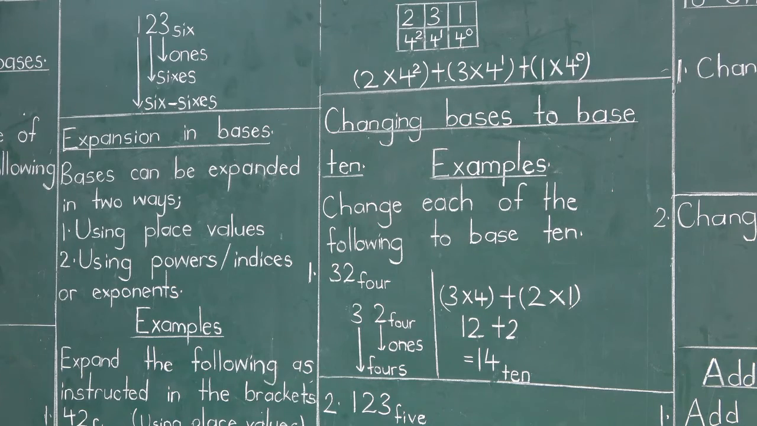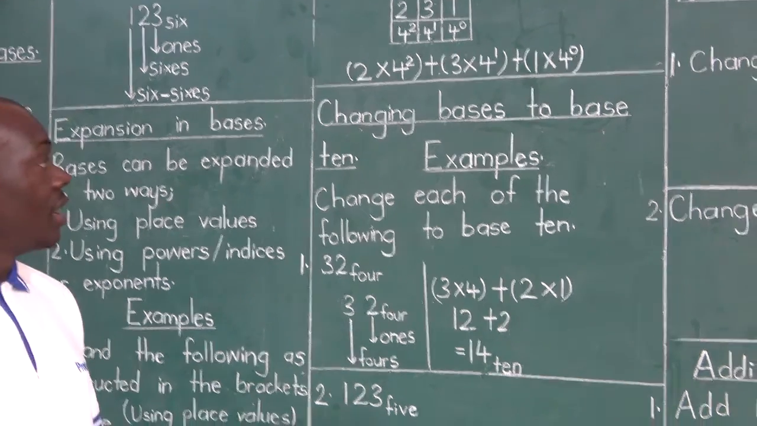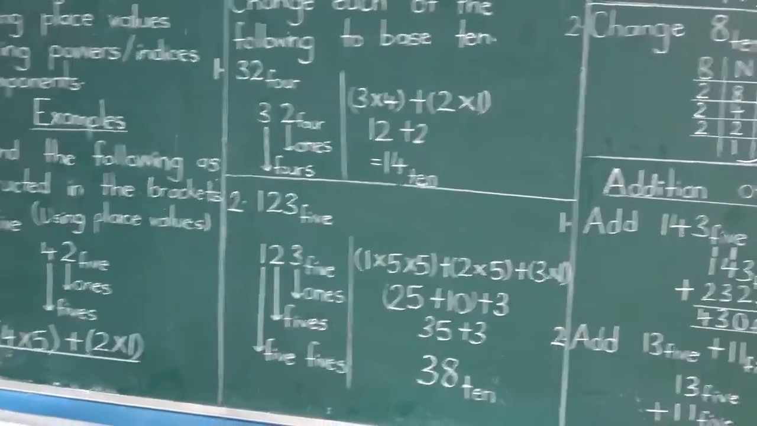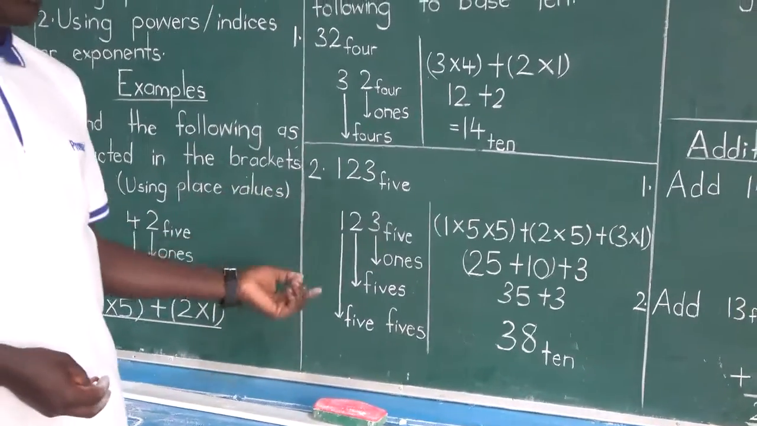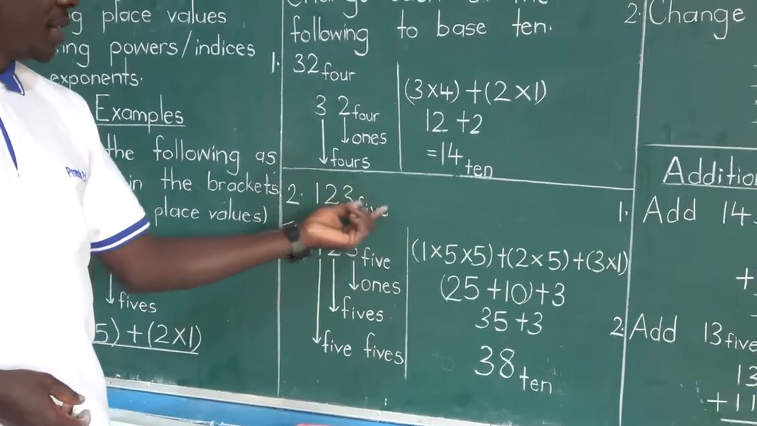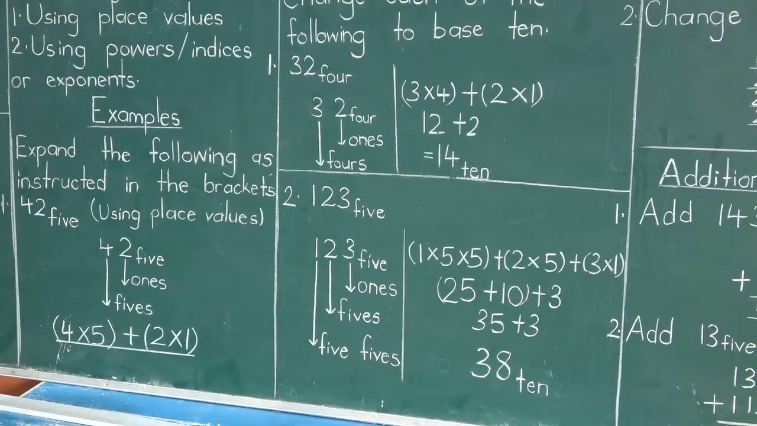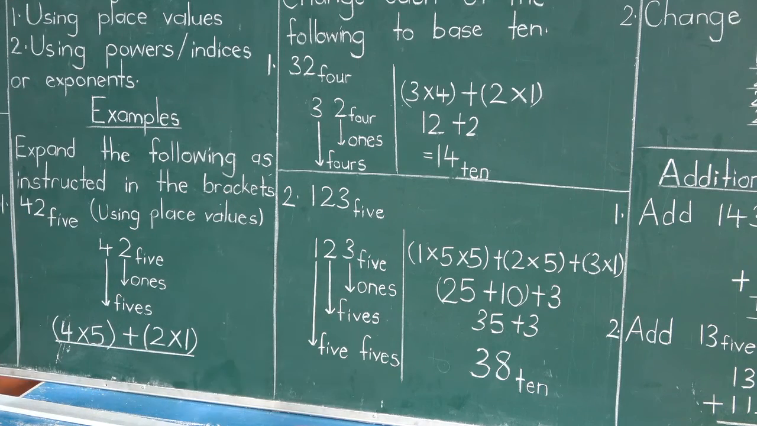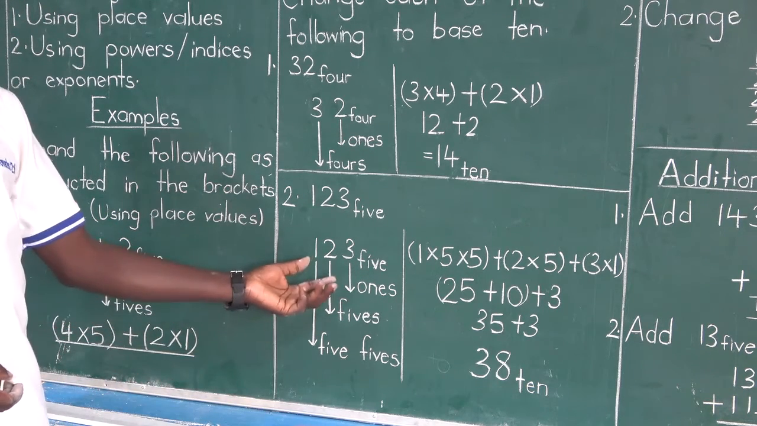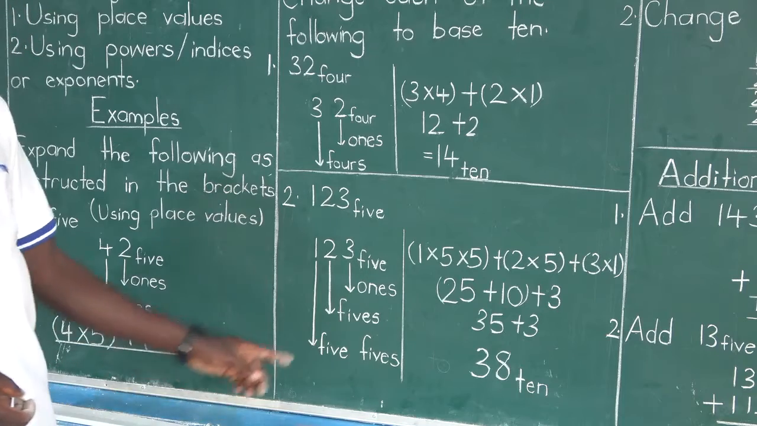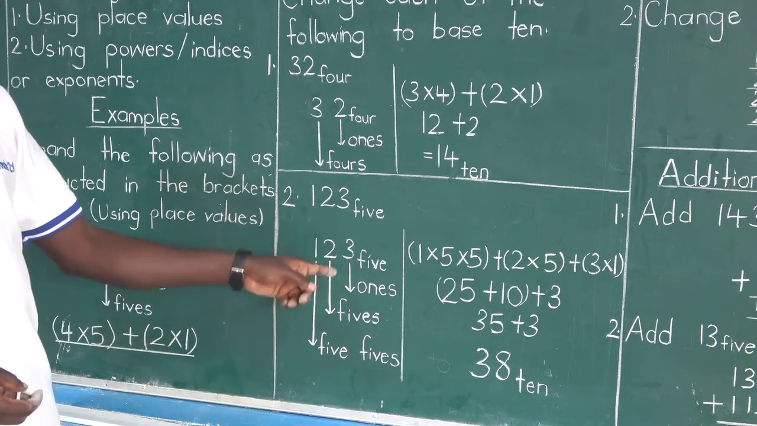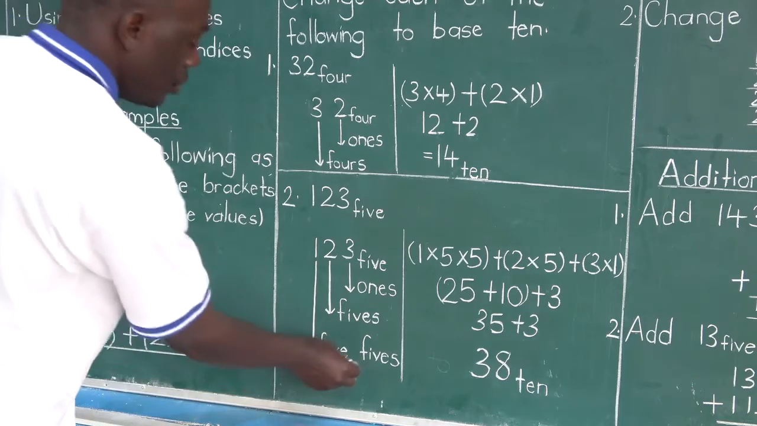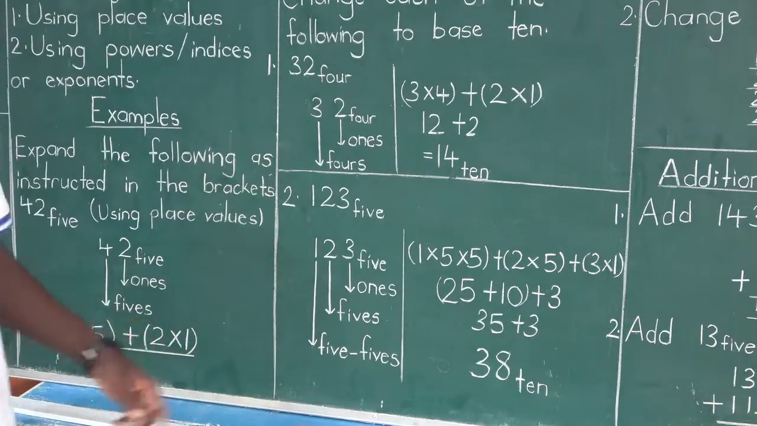As we continue with example number 2, that says change 123 base 5 to base 10. I opted for expansion using place values. We start: we say 123 base 5. And now the place values, as we've learned, are 1s, 5s, 25s. Then you are going to expand.